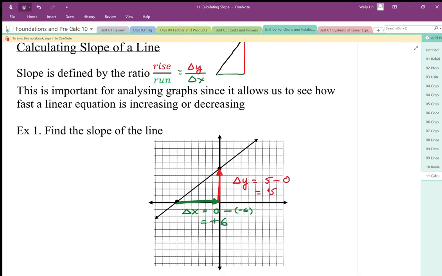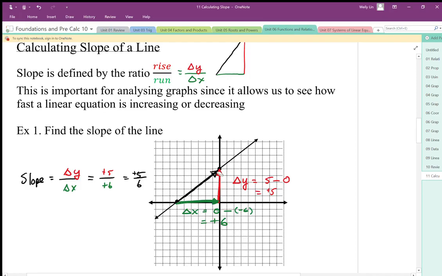Now to calculate slope, I need to put those together. So slope value is going to be the change in y, which in this case is positive 5, divided by the change in the run, or the change in the x. The change in the x, in this case, is going to be plus 6. So we went right 6, up 5, so my slope ratio is 5 over 6. I'll just write that as positive 5 over 6. So it's going up at a rate of 5 up, 6 across. So there's my slope.